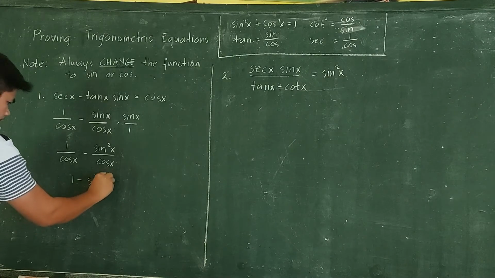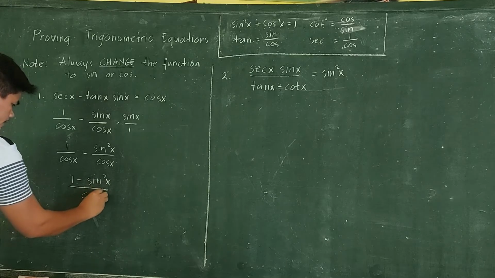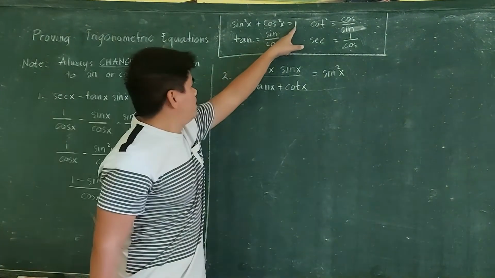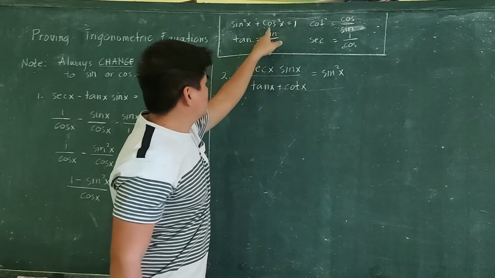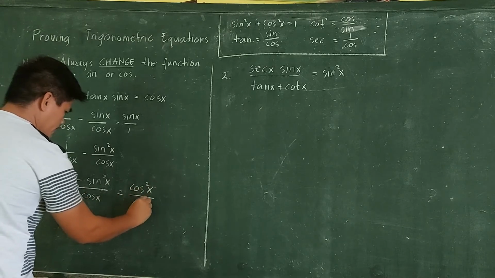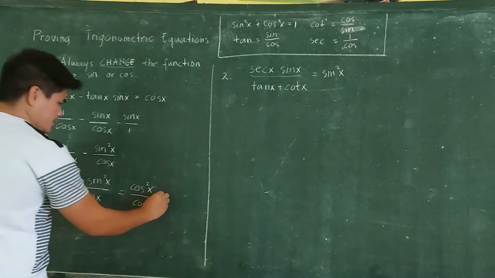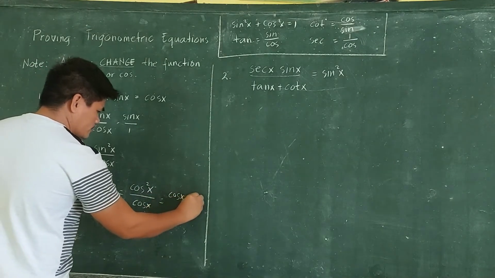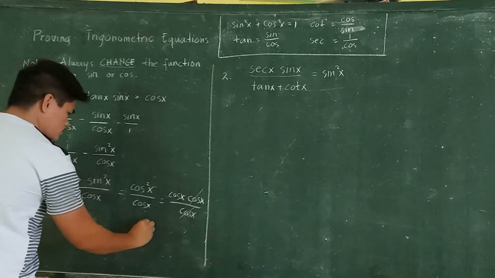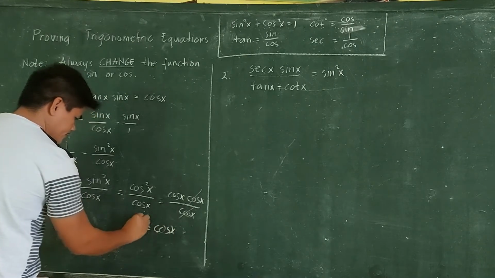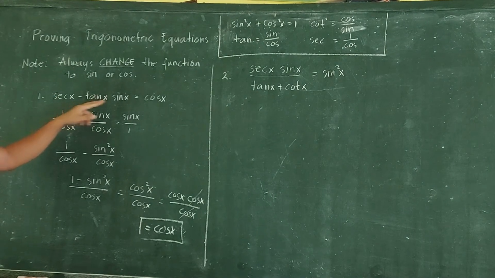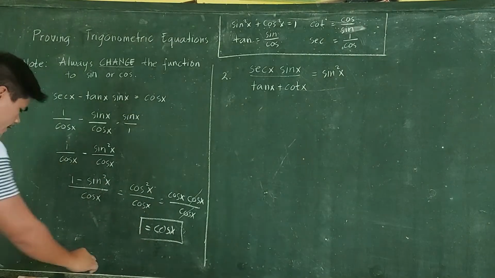So, proceed. 1 minus sine squared x over, copy the denominator, cosine x. Take note, 1 minus sine squared x is an identity. 1 minus sine squared x is equal to cosine squared x. So cosine squared x over cosine x. Take note, cosine squared x is just like cosine x times cosine x over cosine x. So we can cancel cosine here and cosine here. So we come up with cosine x. So we have proven the equation that secant x minus tan x sine x is equal to cosine x.